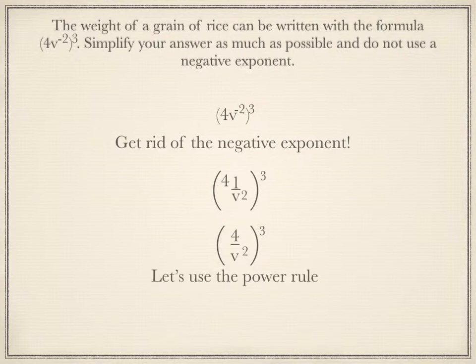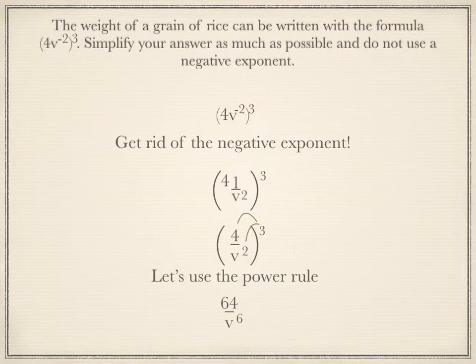Then this is where we can use our power rule. We take the exponent on the 4, which is a 1. 1 times 3 is 3. So we get 4 to the third. And then on the bottom, we have 3 times the exponent on the V, which is 2. So 3 times 2 is 6. So we get 4 to the third, which is 64, over V to the sixth. And that's our answer.